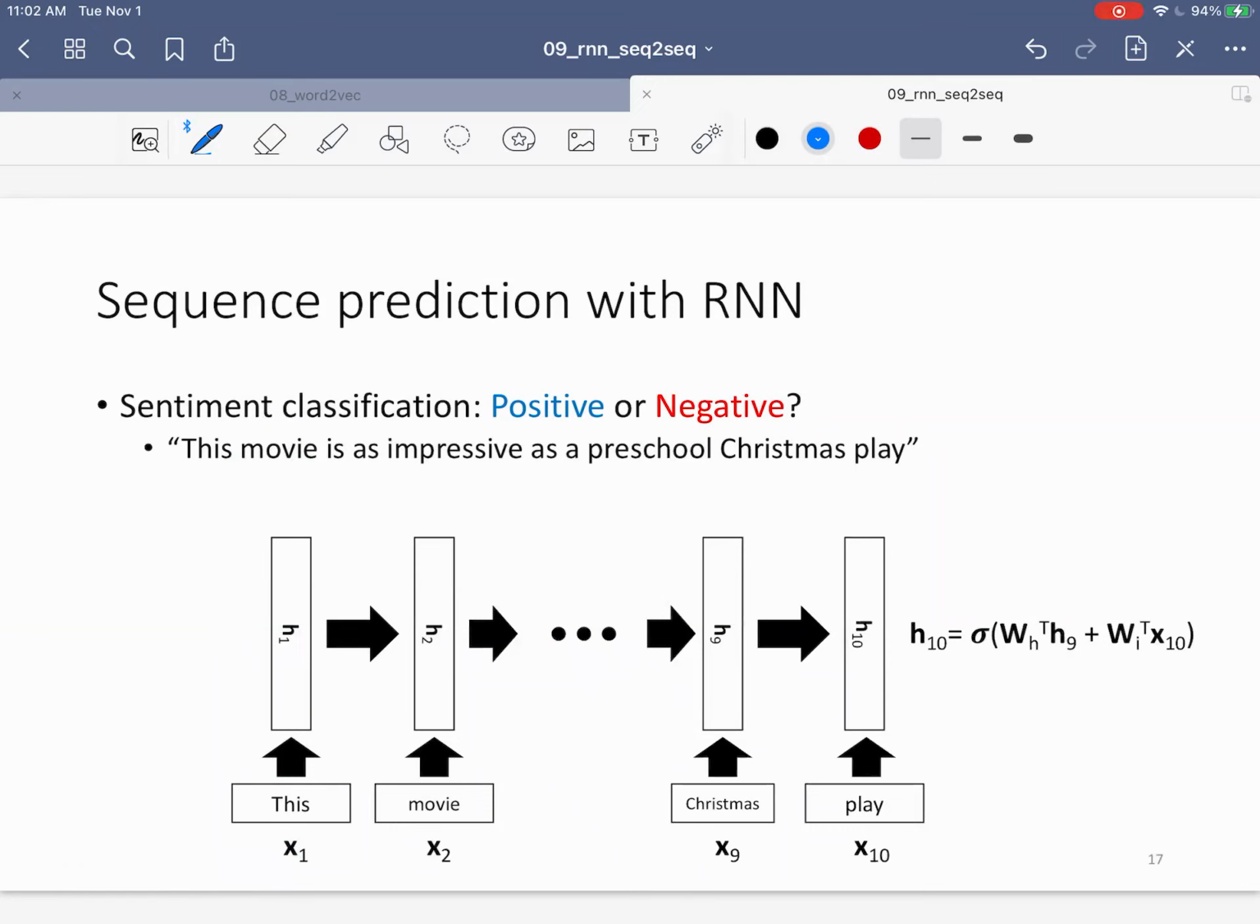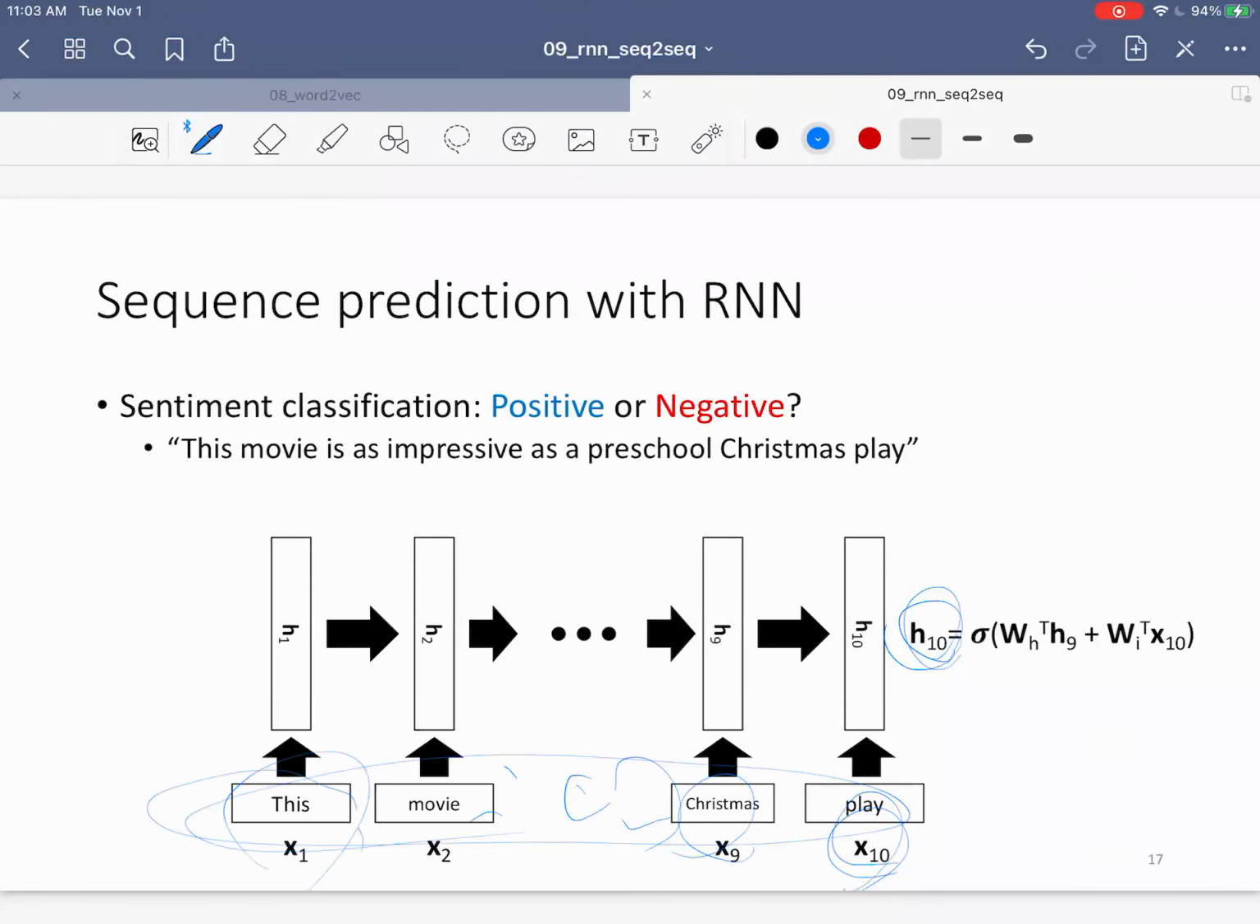You do the for loop until you reach the end of the sentence, which is "play." So we're omitting the EOS. So you have "play" as your last time step, and then your H10 theoretically should remember what has happened so far. So "play" was given in the current time step. Before it was "Christmas," before it was "preschool," before it was "a," all the way to the first time step, which is this. So H10 should be a representation of the entire sentence. So H10 is a sentence representation. So it remembers the entire sentence.